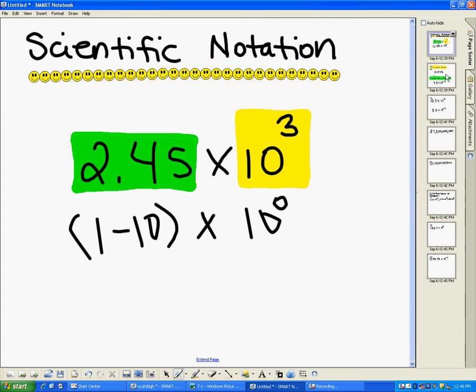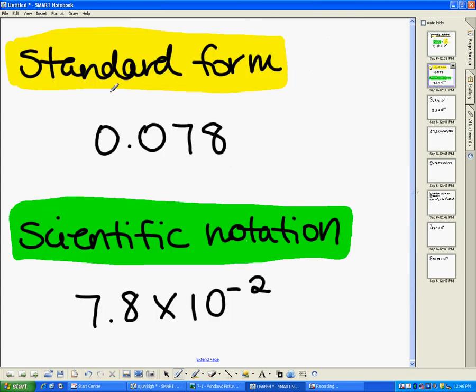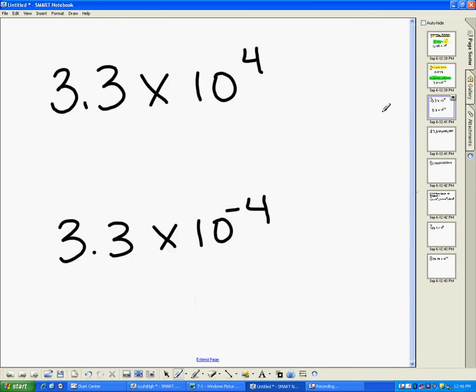So when you look at scientific notations, there's two forms. There's standard form, which means it's written out without the exponents. Then there's scientific notation, which is, again, a number between 1 and 10 multiplied by 10 to the power of something. So what you're going to need to be able to do is go back and forth between the two. If I give you standard form, you need to be able to write it in scientific notation. If I give you scientific notation, you need to be able to write it in standard form.